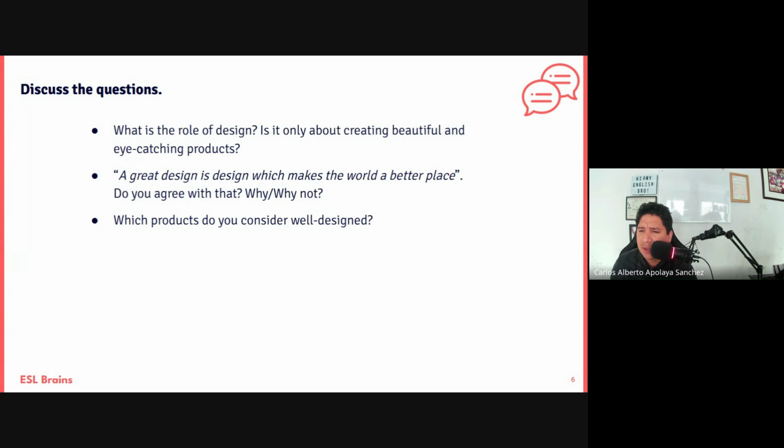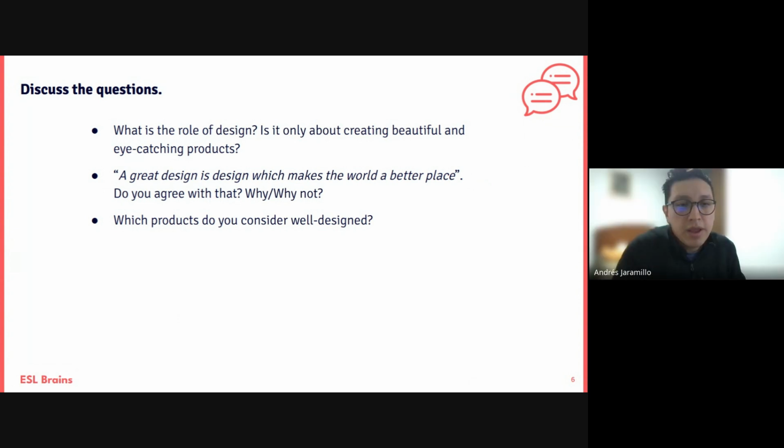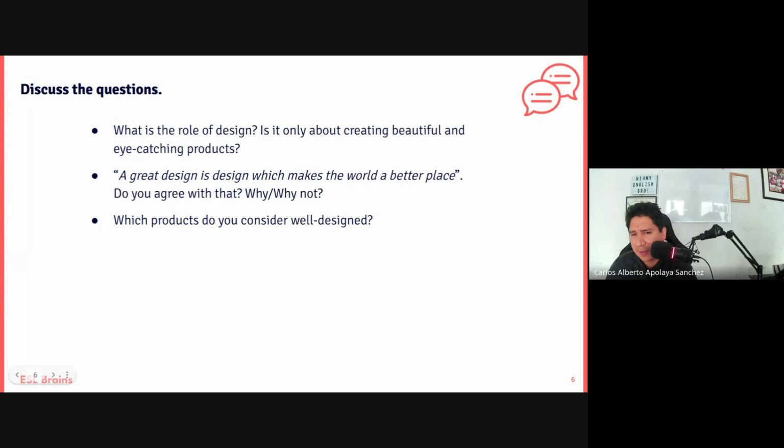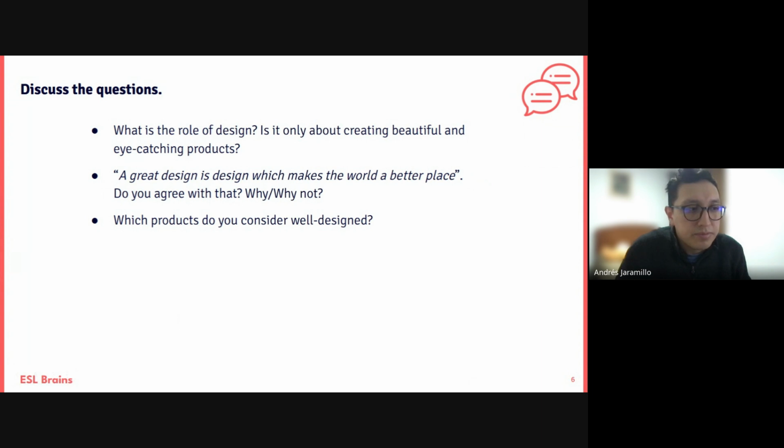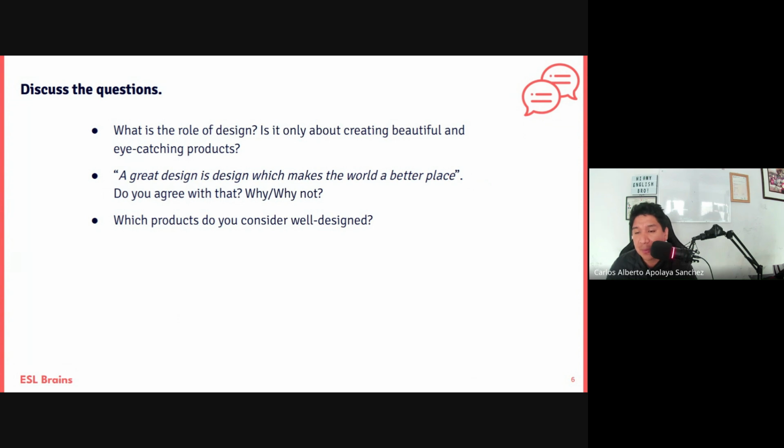Is it only about creating beautiful and eye-catching products, or it's more than that? Design is more than that. For you, it is about what? It's about strategic designs. Not only a beautiful piece or a kitchen product. It's not only that, it's more than that, of course. Okie dokie. Let's continue.